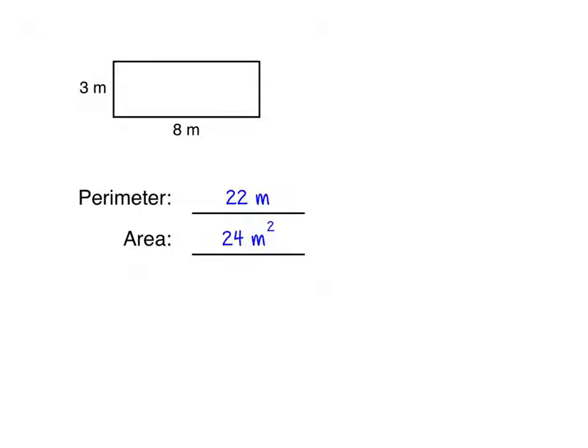Perimeter, again, is adding up all the outsides. So let's make sure we get all those up here. If they're assuming there's a 90-degree angle, it's a rectangle, right? This side's 8, so's this one. This side over on the left is 3, so's this one. So you just add them up. You would add up 8 plus 8 plus 3 plus 3 and get 22.